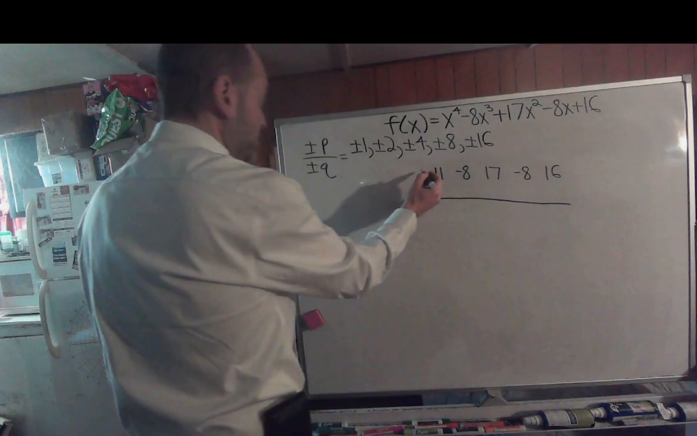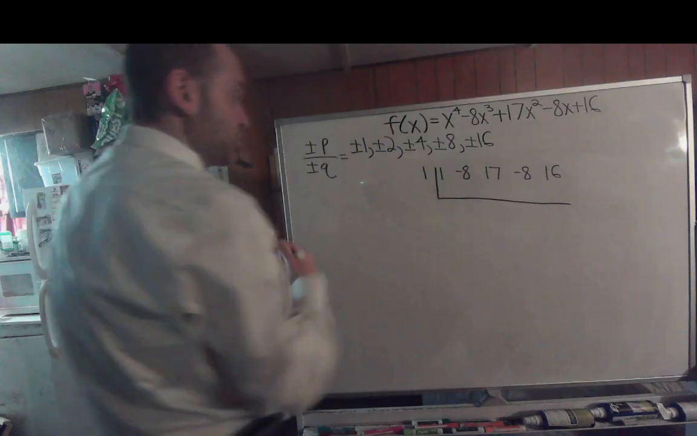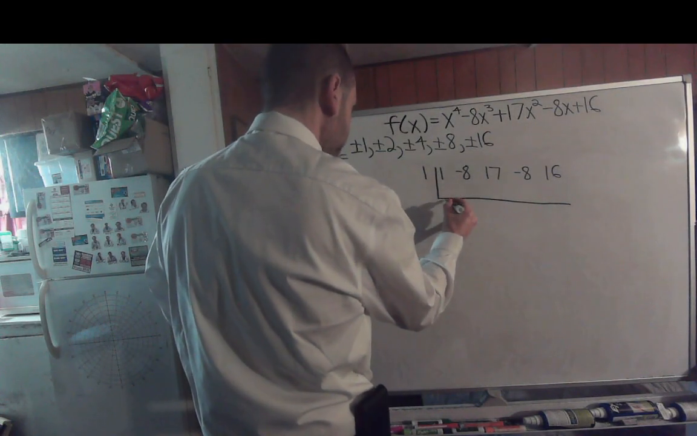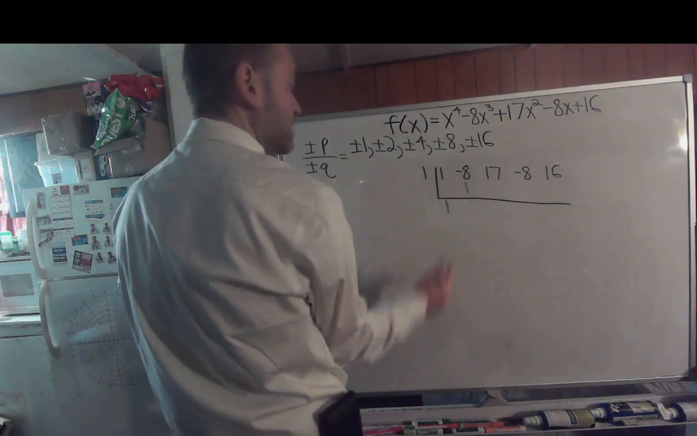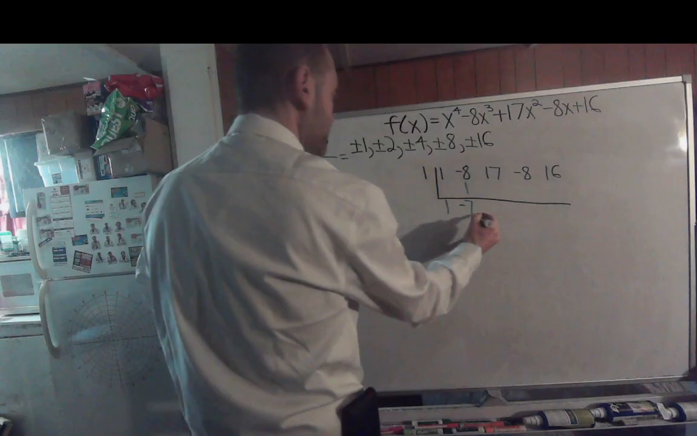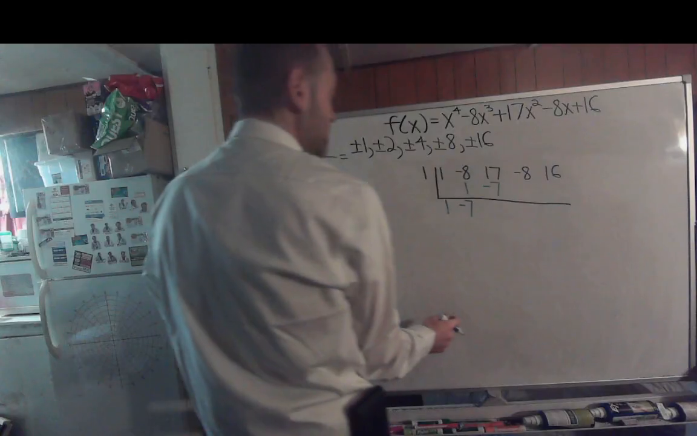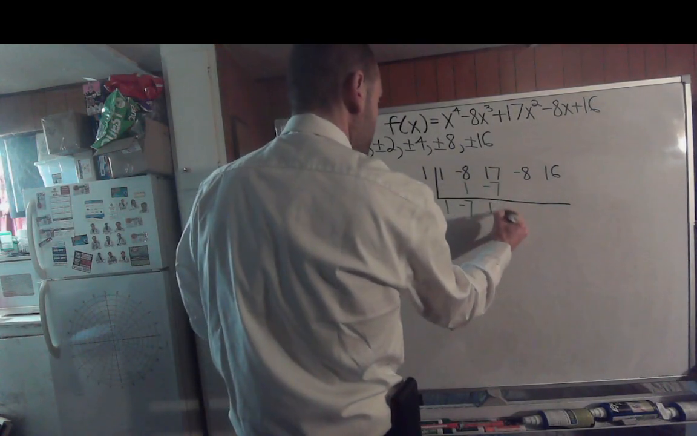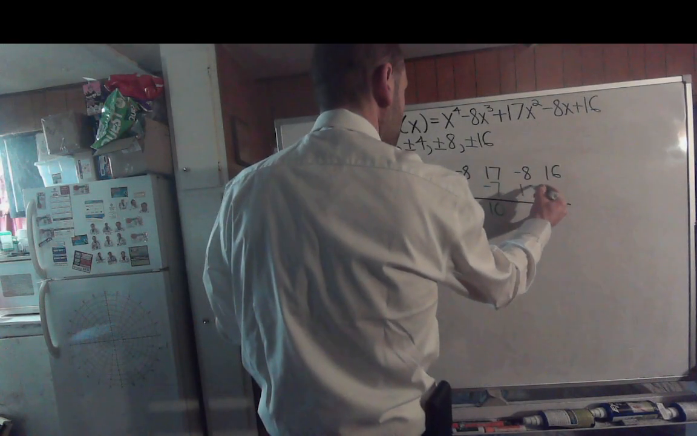Let's start with good old positive 1. Alright, so bring down your 1. 1 times 1 is 1. Negative 8 plus 1 is actually negative 7. 1 times negative 7 is negative 7. 17 minus 7, that would give you 10. 1 times 10 is going to end up being 10.